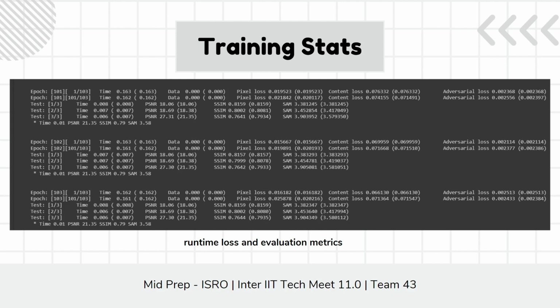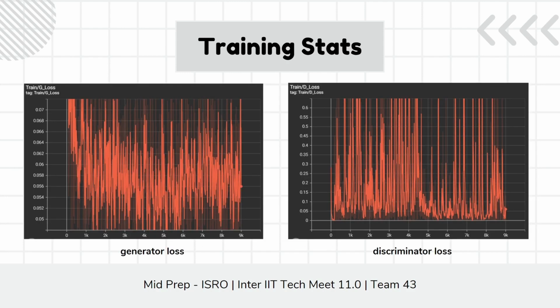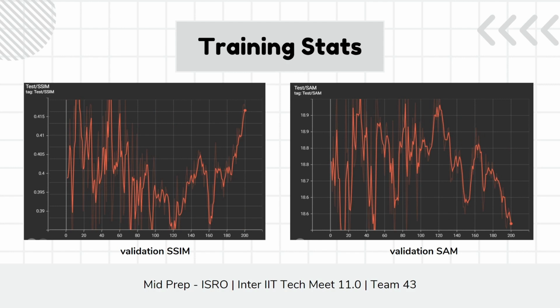These images show the loss and evaluation metric values while running the epochs. While this shows the generator and discriminator loss graph. These two are the average SSIM and SAM values on the validation set.